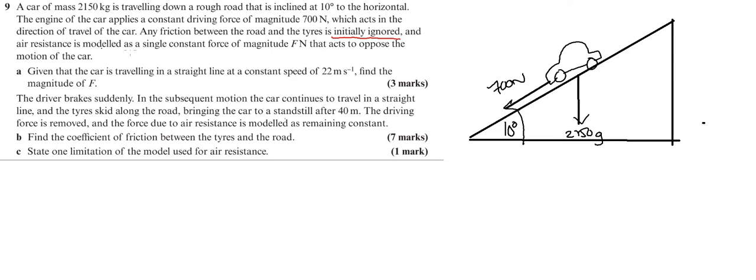Okay, and air resistance is modeled as a single constant force of magnitude F. So this is going in the opposite direction, and it's the air that's slowing it down here rather than the friction of the tyres in the first part of the question. So F newtons. Okay, so let's tackle part A. Given the car is traveling in a straight line at constant speed, as soon as you see constant speed, that means that a equals 0.